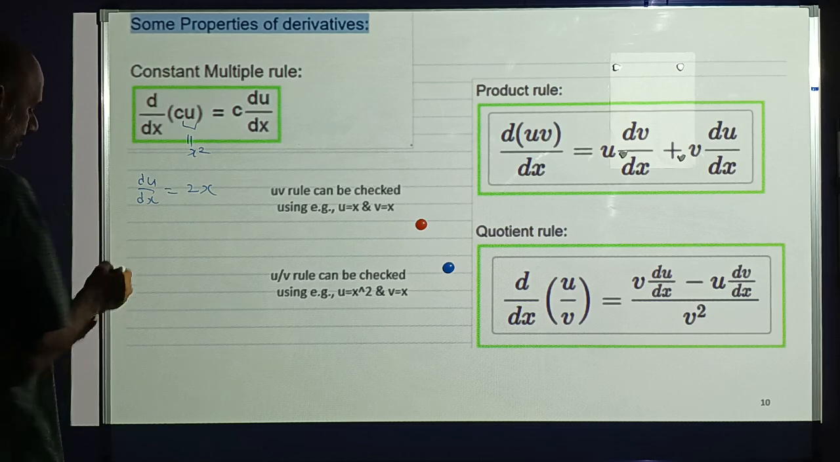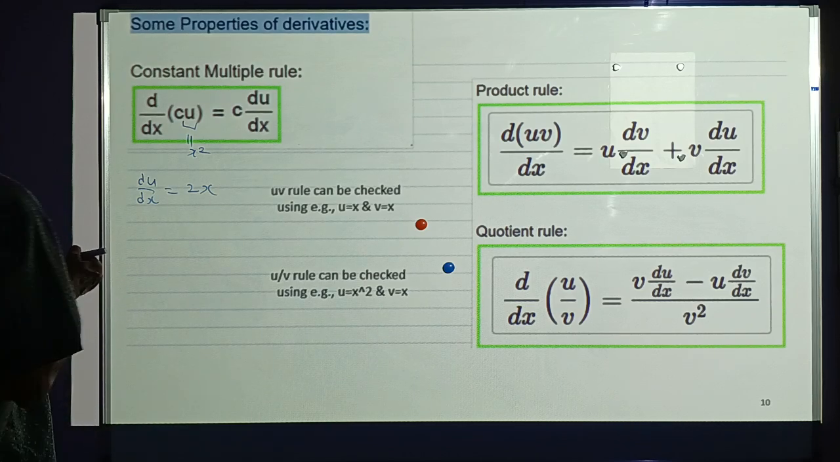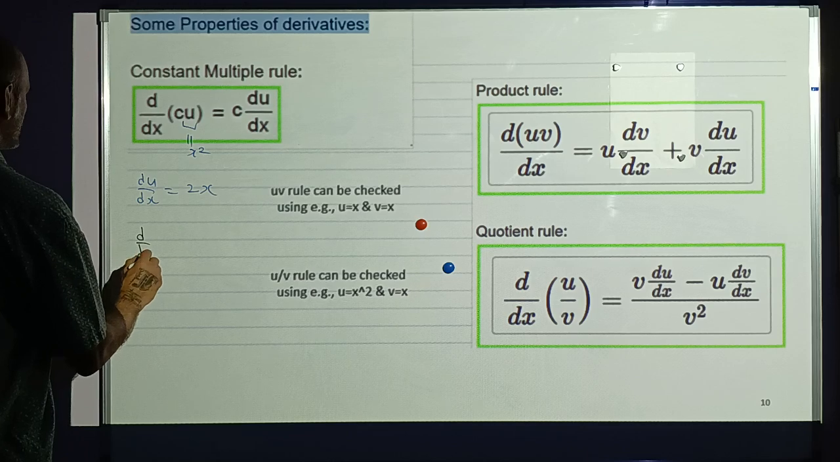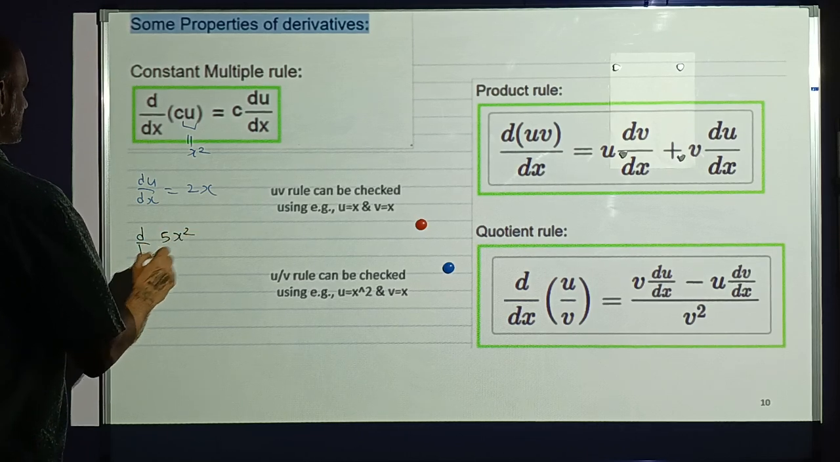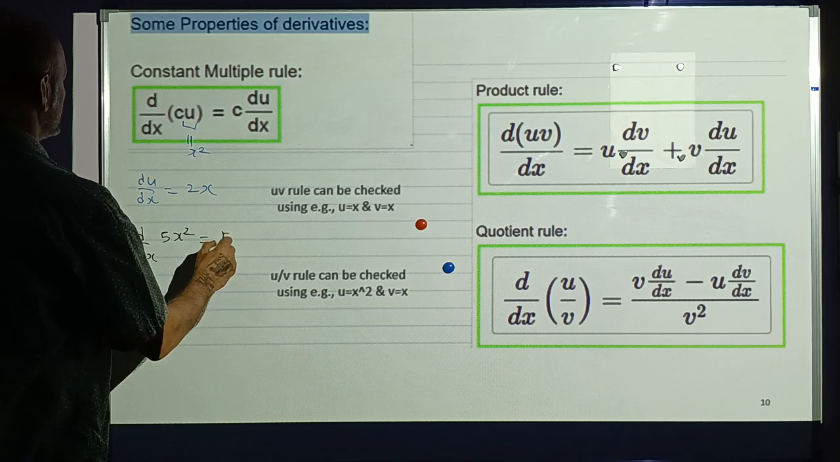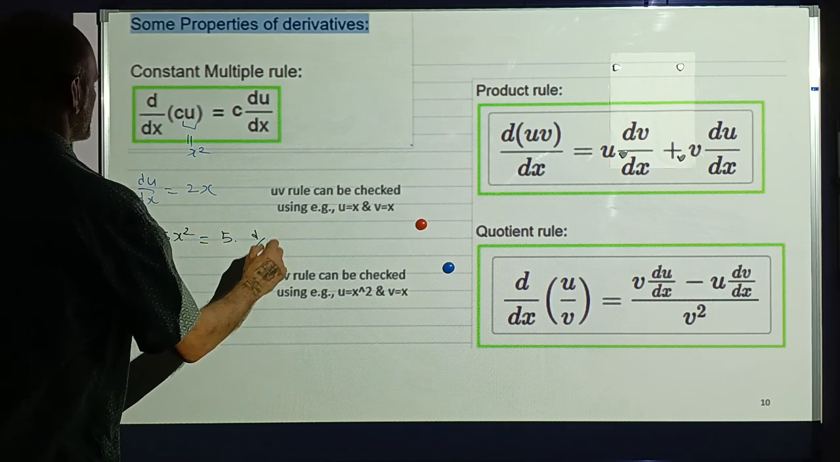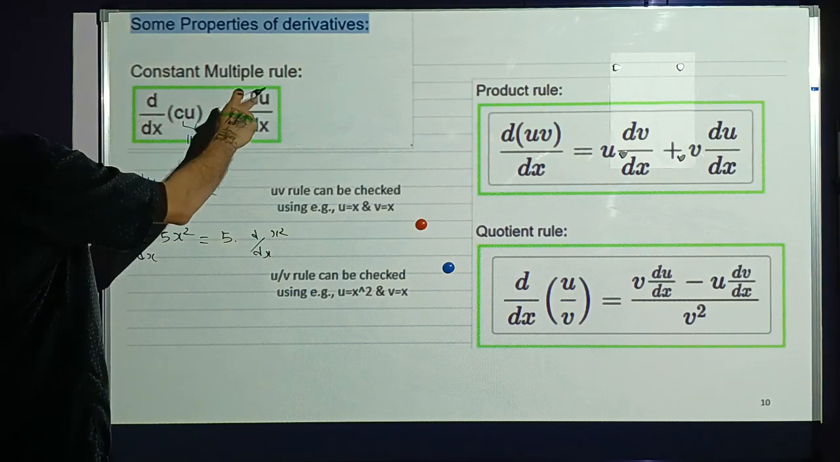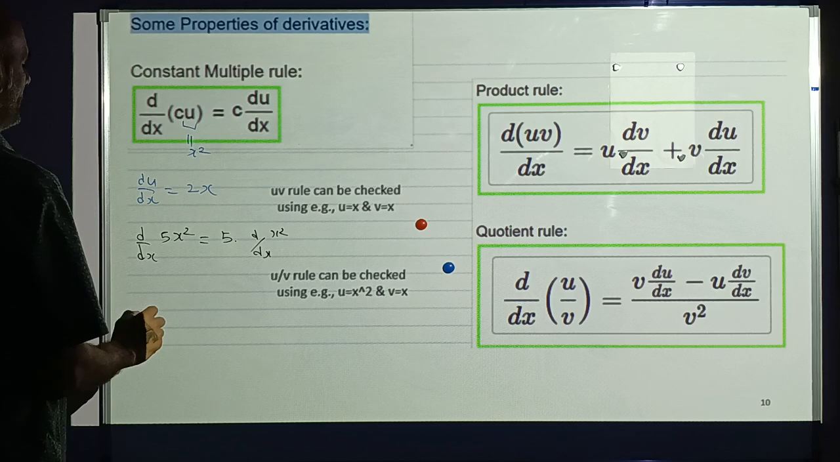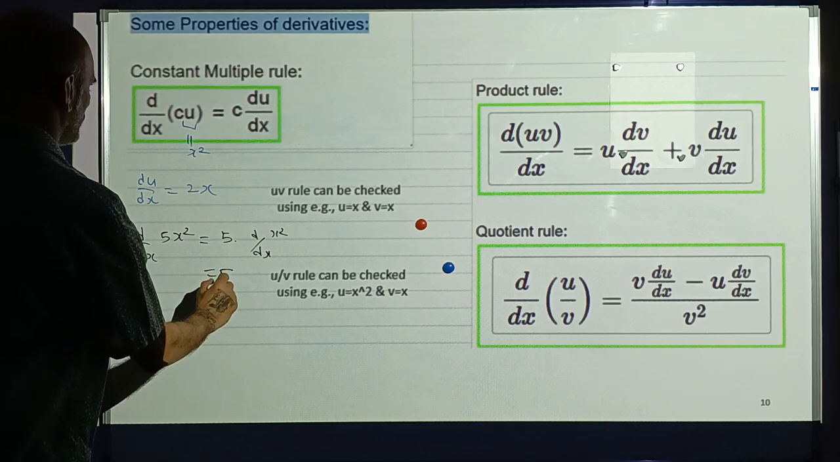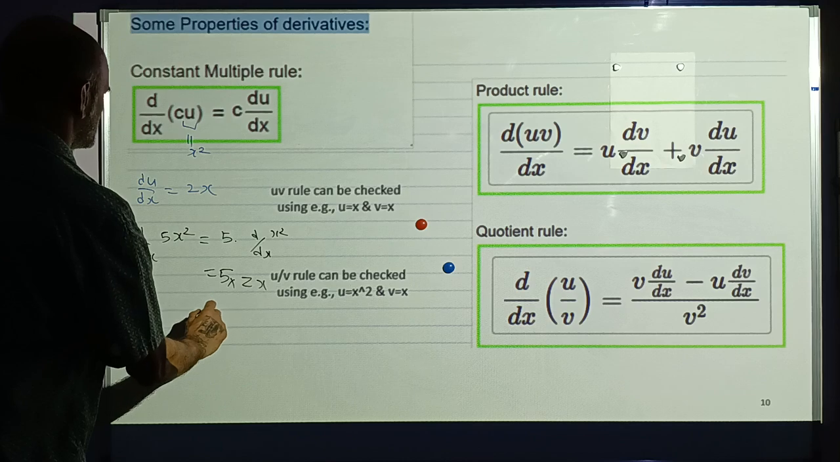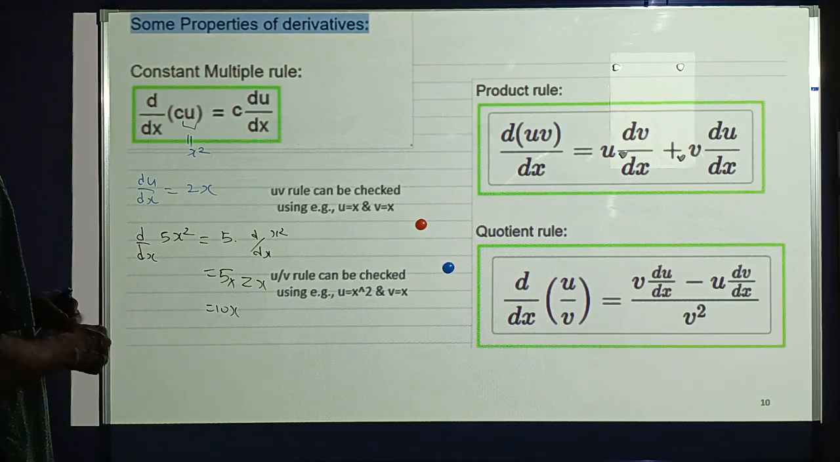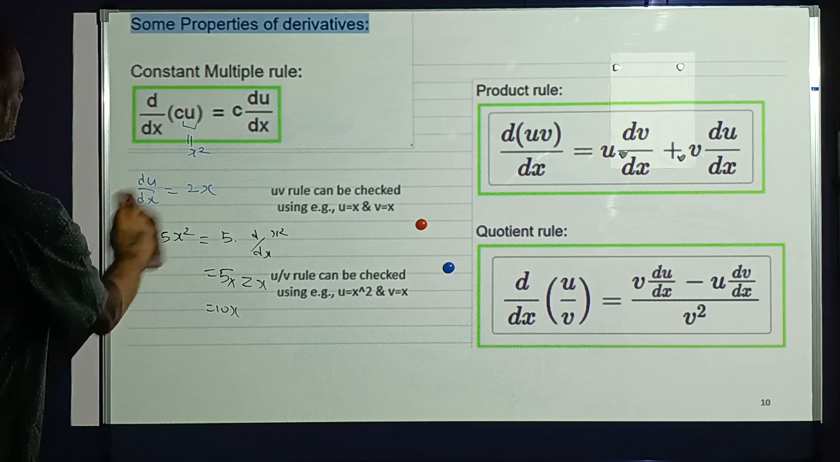And suppose I want to find the derivative of the new function d by dx of 5 times x squared. We just have to get this as 5 times d by dx of x squared. So the constant 5 will come out. If you know this, you don't have to do the derivative again. So this is just 5 into 2x, so it is 10x. So using this property, we can get the derivative of the function 5 times x squared.